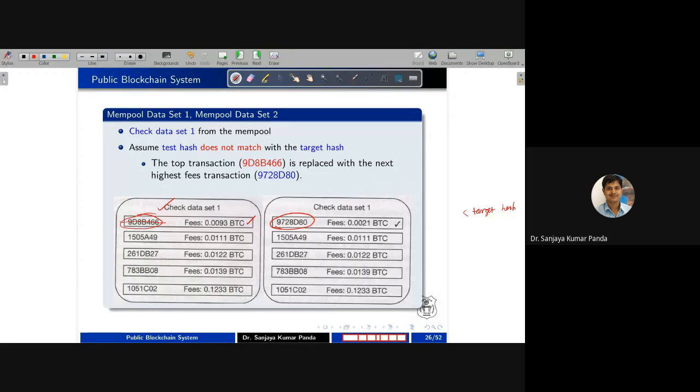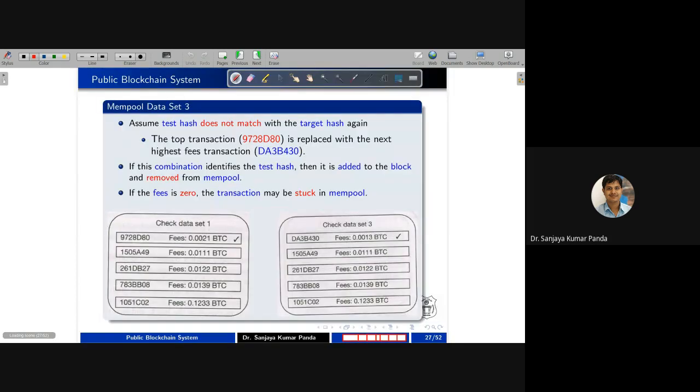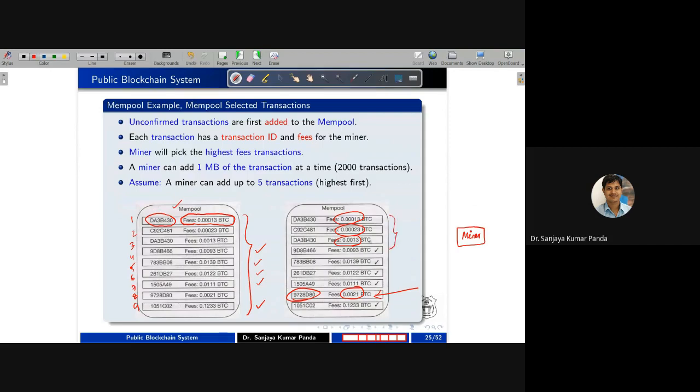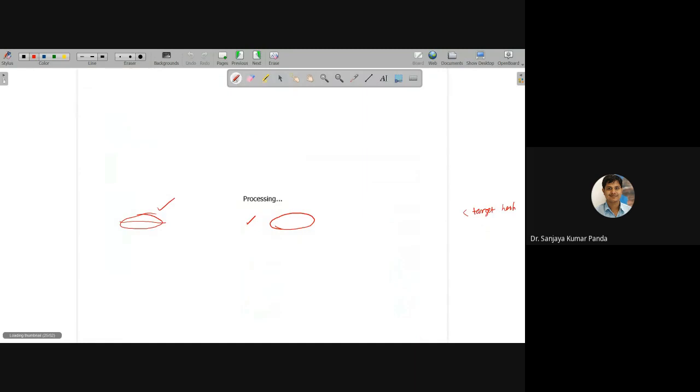So we have selected five transactions, but we found that out of these five transactions, one is not matching. So we have discarded it and we have selected another transaction. Now you can see again you are checking whether the test hash is equal to the target hash, right? Suppose again it is not matched. This one is not matched. So you have to choose the next highest one, right? The next highest one, if you see out of these three, it is 0.0013. Because here you can see there is 20, here you have three zeros, right? Obviously it is better. And the transaction ID is DA3B430.